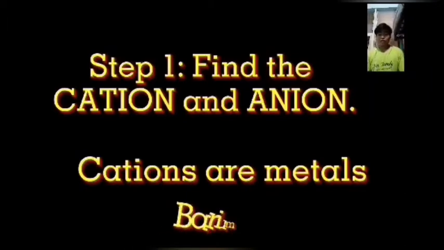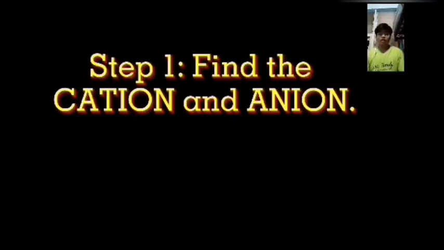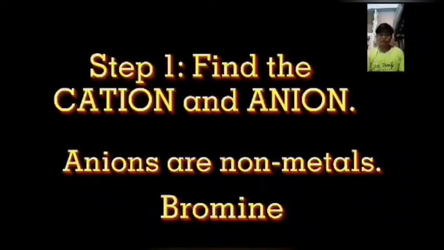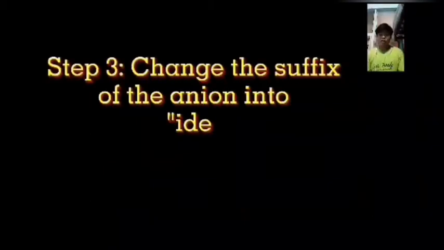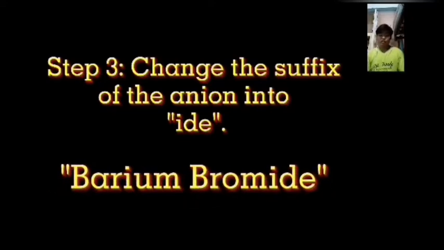Cation is always the metal because they compose the positively charged ion, and on the other hand, the anions are always the non-metal because they compose the negatively charged ion. Now, in order for you to combine these two, you just need to put them together, taking the suffix of the non-metal and changing it into IDE, giving you the answer barium bromide.